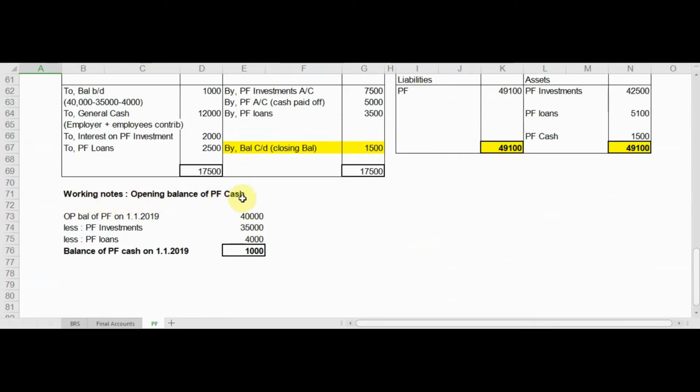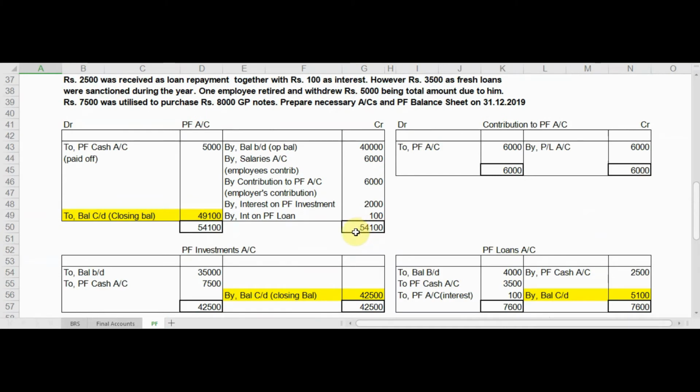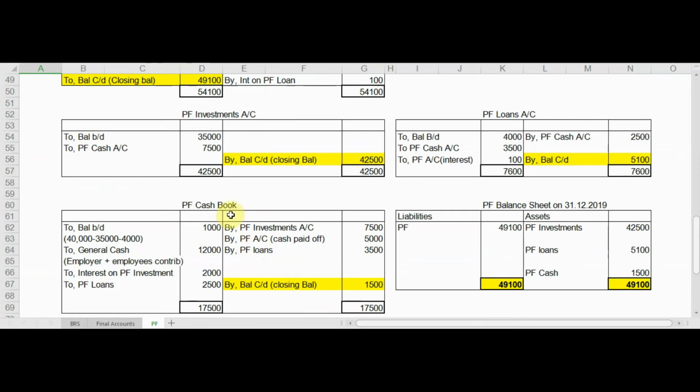What is the opening balance of PF cash? Opening balance of PF on 1/1/2019 40,000, less PF investments 35,000, less PF loans 4,000. That is, balance of PF cash on 1/1/2019 is 1,000. 40,000 minus 35,000 minus 4,000 is 1,000. So in PF cash, we have opening balance 40,000 minus 35,000 minus 4,000 equals to 1,000.